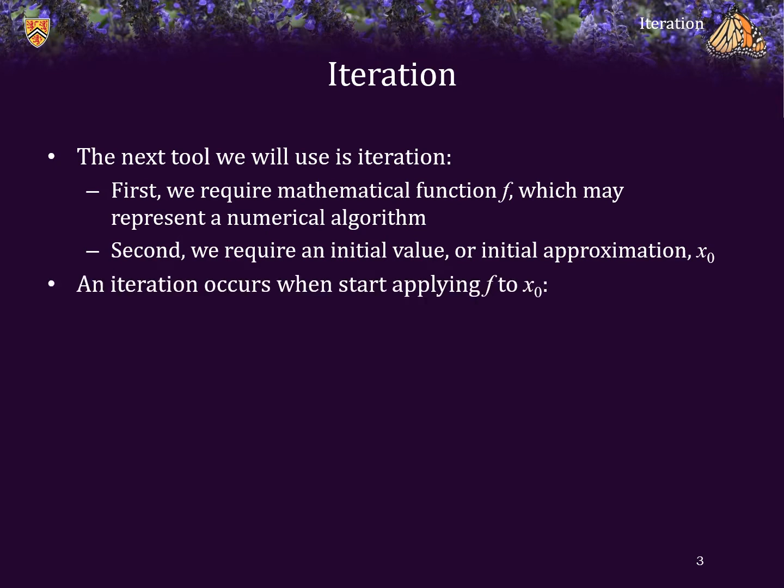Now, an iteration occurs when we start applying the function to x naught. So, calculating f at x naught, we get a result. We will assign this result to a new value called x1. So rather than saying equals, I'm using an arrow to emphasize that we are assigning to x1 the result of applying f to our initial approximation or initial value. Having done so, we can now apply f to this value x1, and we will assign the result to x2. Having done so, we can now evaluate x2 at f and assign the result to x3.